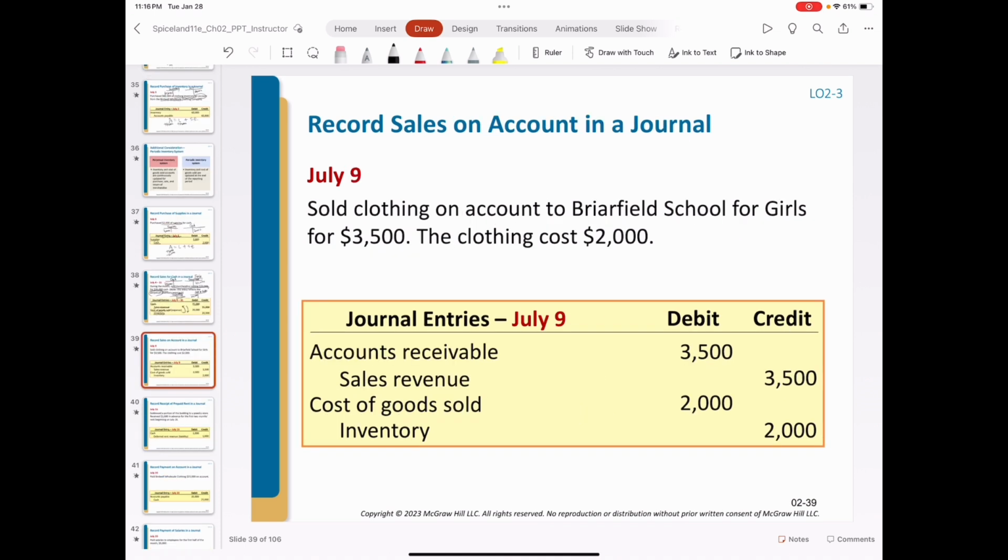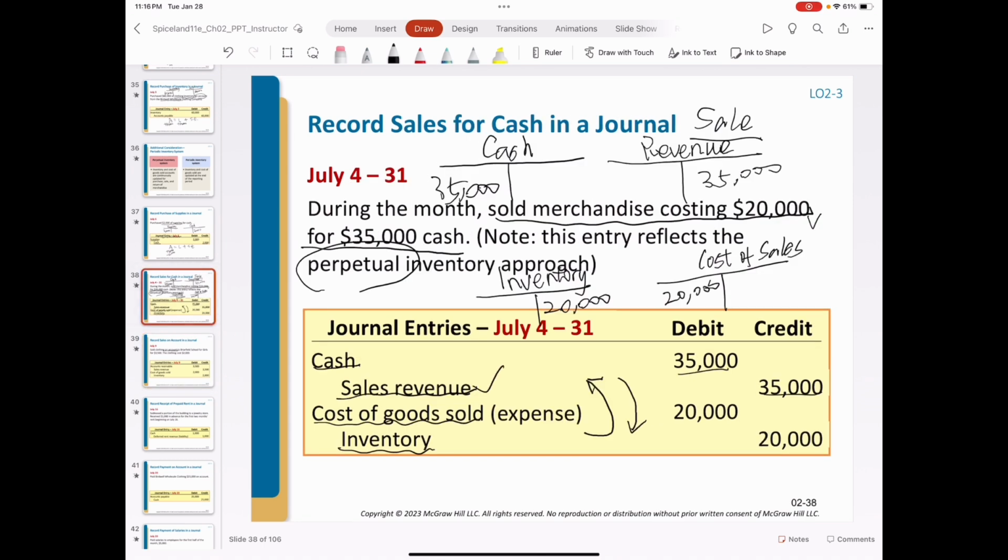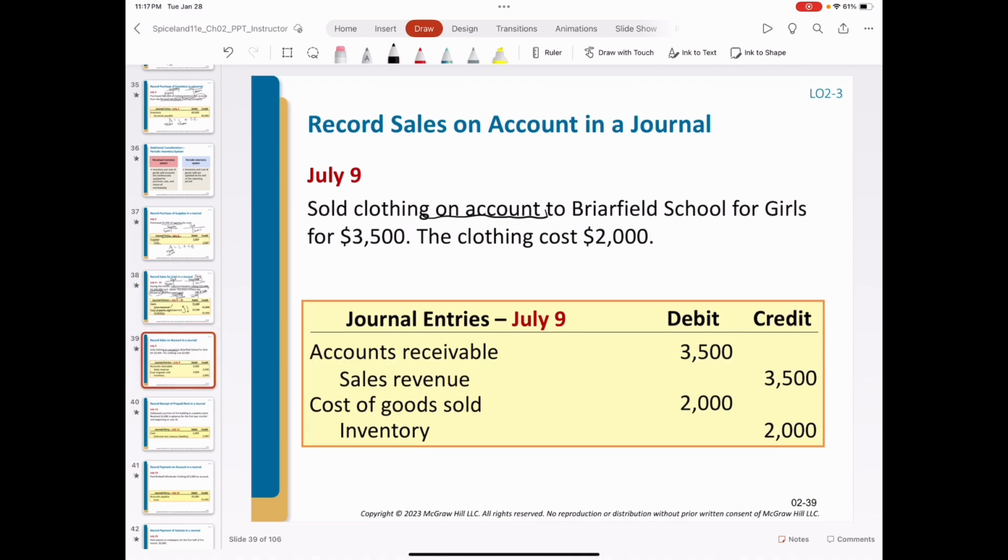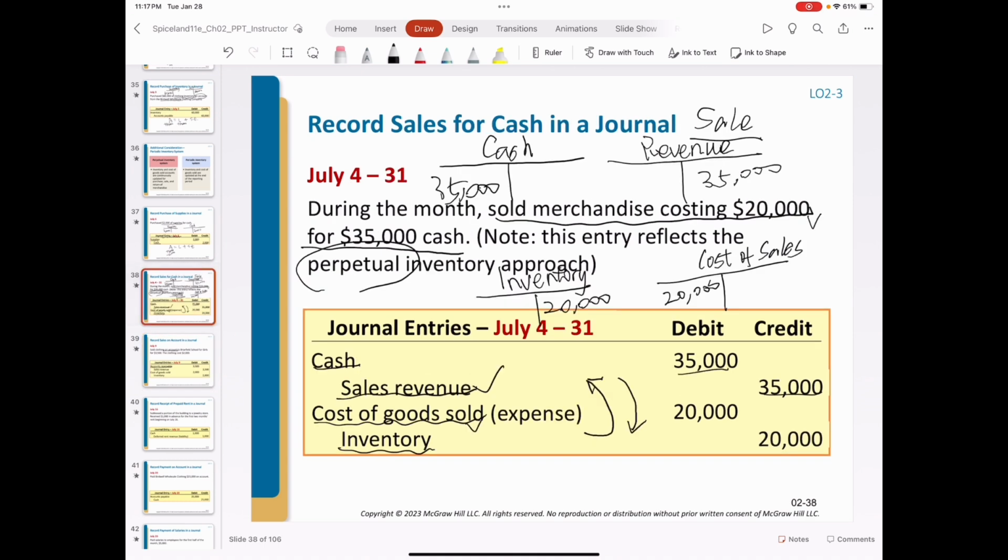July 9th, again, another sale. But this is a sale on account, not for cash. The amount of sale is $3,500. This is a sale, so we should do a similar journal entry. We will recognize revenue and the cost of goods sold. But the difference is, since this is sales on account, the company will not receive cash right now on July 9th. Instead, we record accounts receivable, which represents a future cash receipt. Right? See the difference between this example and the prior example.